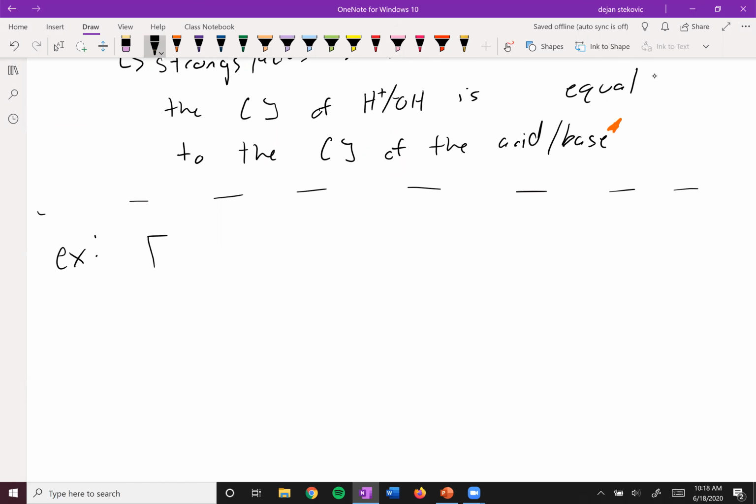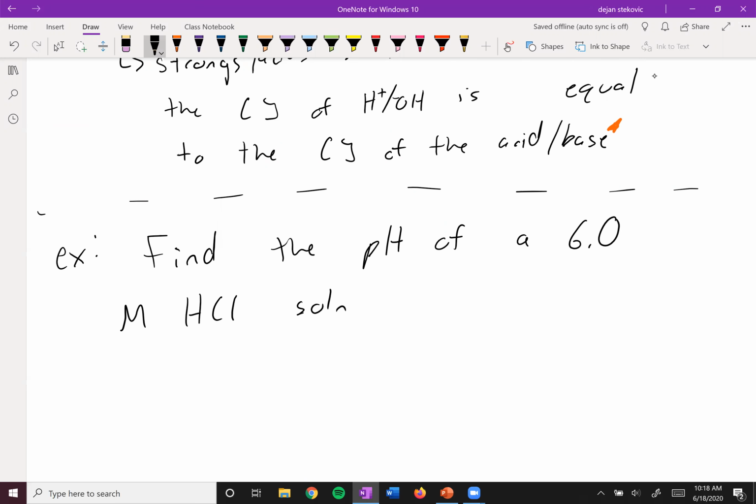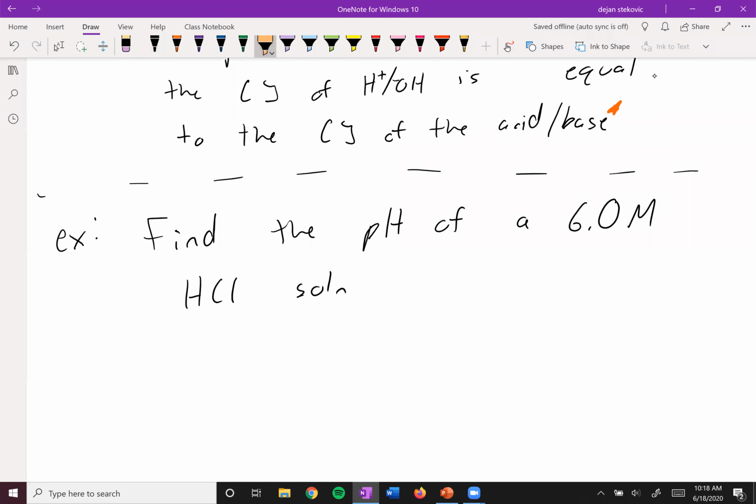So for example, find the pH of a 6.0 molar HCl solution, right? So 6.0 molar HCl. And so I can tell you straight away, HCl is a strong acid. Later on, we'll learn how to identify strong versus weak, but for right now, I'll just tell you.